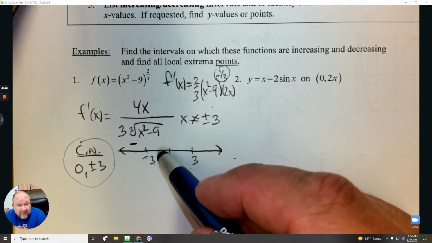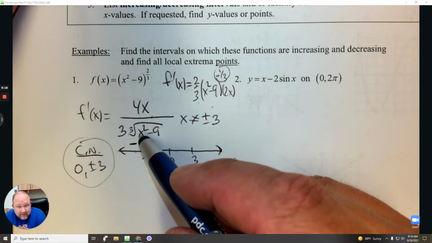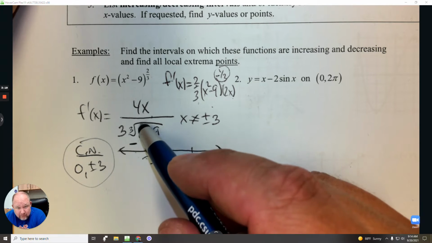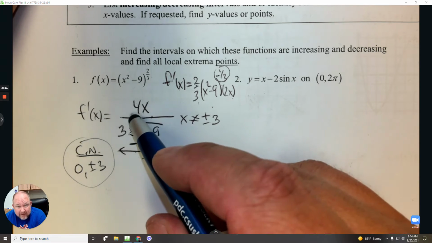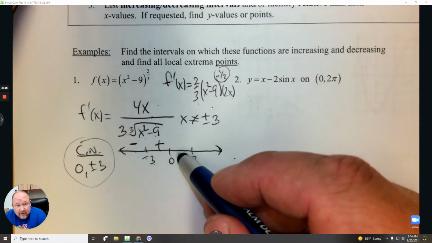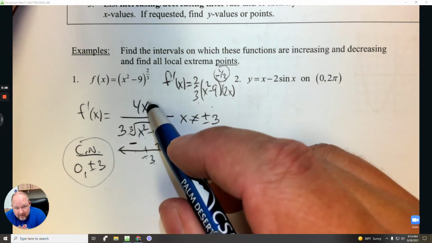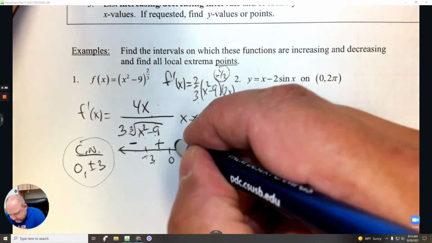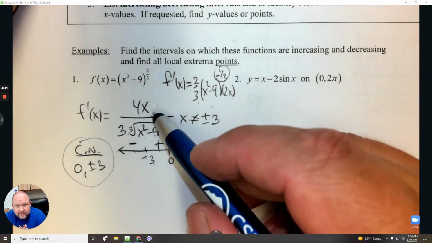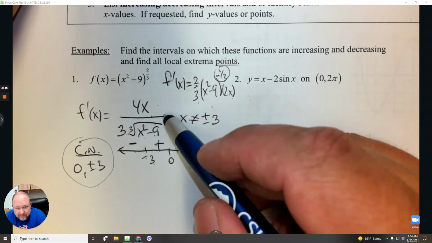Negative 3 to 0, like negative 1, will be a negative. Now negative 1 squared is 1, and 1 take away 9 is a negative 8, and the cube root of a negative number is negative. So this is negative divided by negative. If I plug in positive 1, I'm going to get a positive divided by a negative. And if I plug in positive 4, I would get a positive divided by a positive.